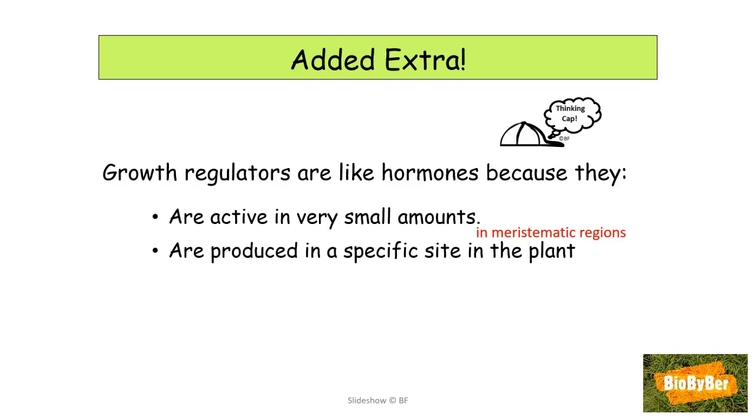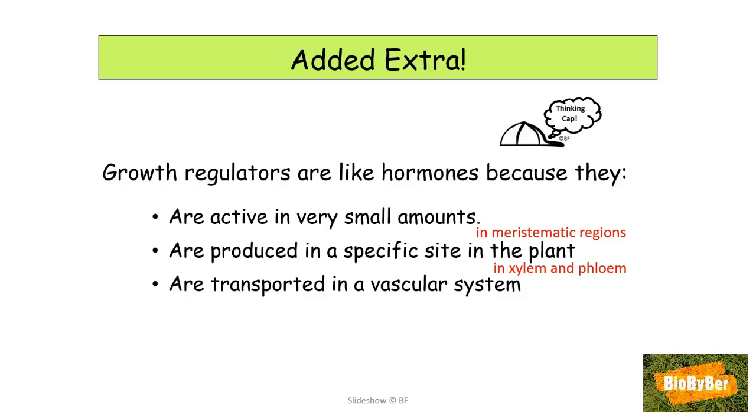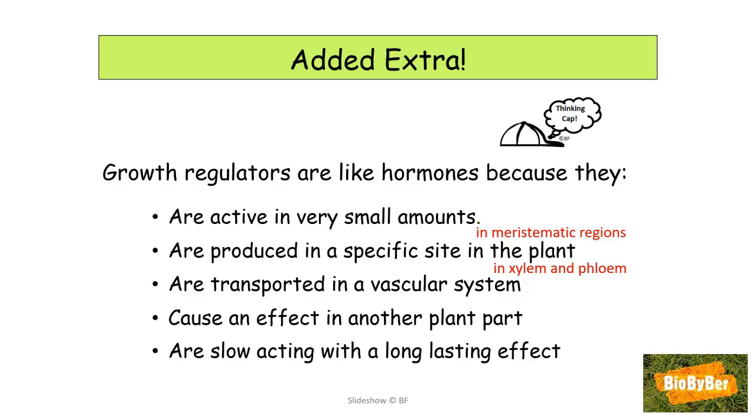Rather like hormones in humans, being produced at a specific site, they are produced by endocrine glands. The growth regulators are transported in a vascular system, rather like hormones in humans are transported by the blood system. In plants, the growth regulators are transported by the xylem and phloem, as we said already. Growth regulators cause an effect on another part of the plant, in the same way that hormones have a target organ or a target site. And lastly, growth regulators are slow acting with a long-lasting effect.